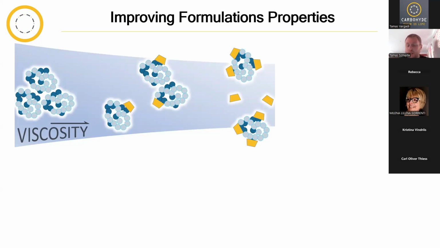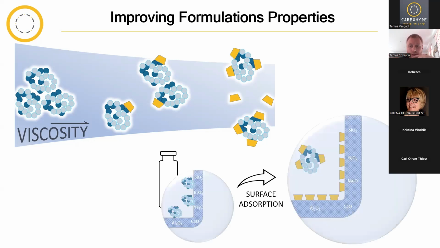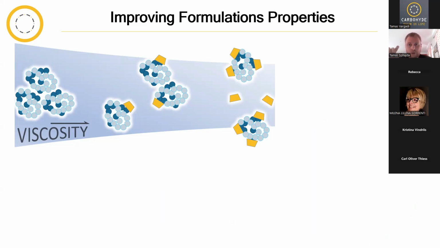So as you can see, the more cyclodextrin you put in the solution, the more interactions you would have with the protein, and that would lead to less aggregation and eventually reduce the viscosity. One additional note on that.